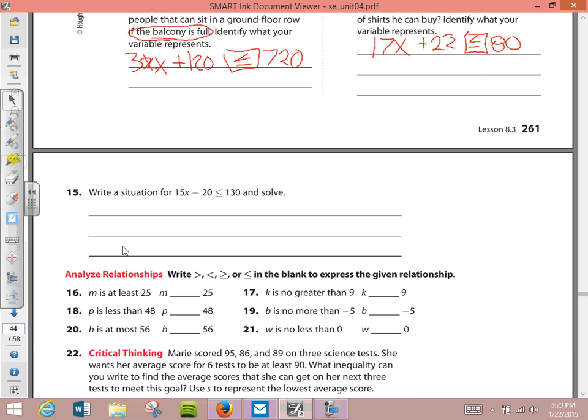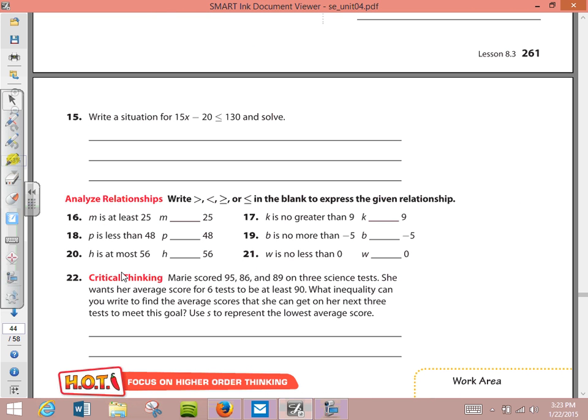All right. On the back of the page, we're going to do a quick little exercise on what is at least, less than, at most, greater than, all that stuff. So very quickly, let's go over these. M is at least 25. What does that mean? It's less than or equal to. At least 25. Oh, greater than or equal to.